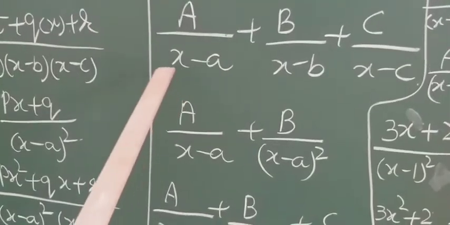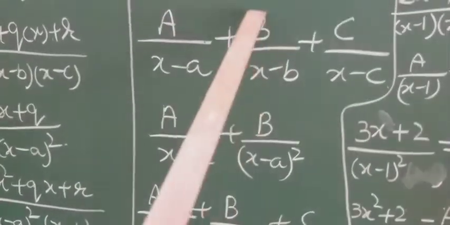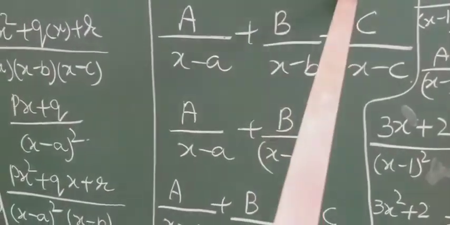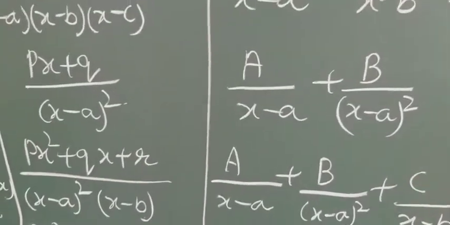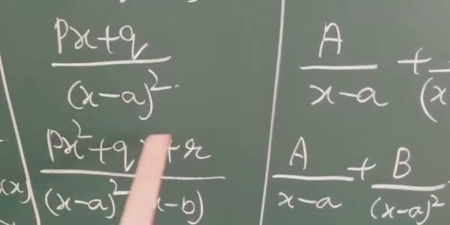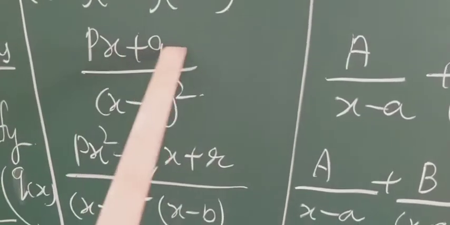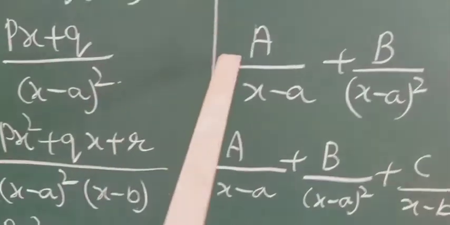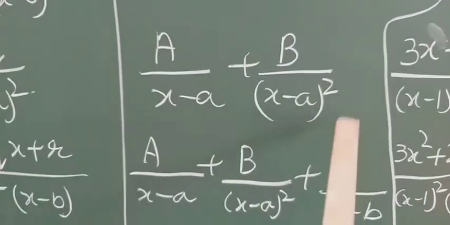Okay. So its degree is 1. The degree of numerator we will take 0. That's why we have taken a upon x minus a, b upon x minus b, c upon x minus c. If, students, there is a whole square, the factors are same. So px plus q upon x minus a whole square. We will take it like this: a upon x minus a plus b upon x minus a whole square.